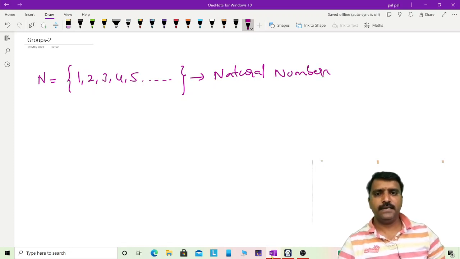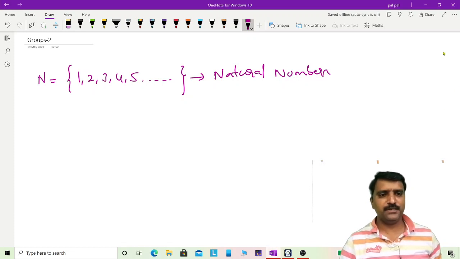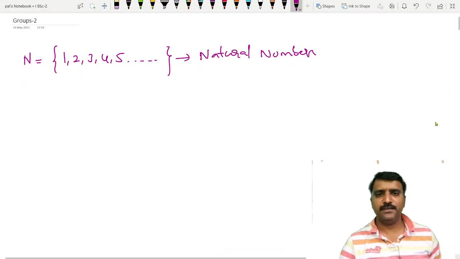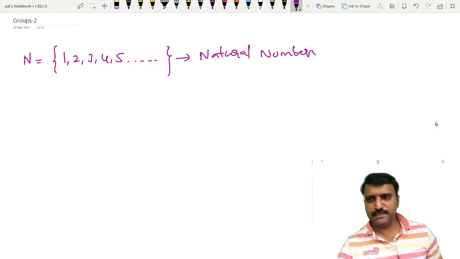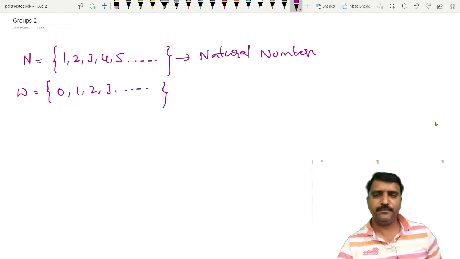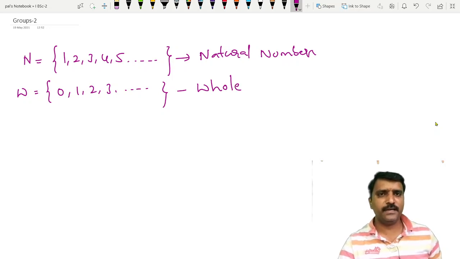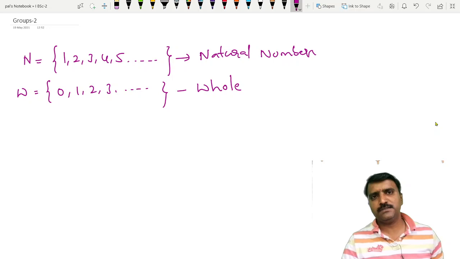Next, along with these natural numbers, if you add 0 to this set, that is the set of all whole numbers. The whole number set is denoted by W. The set of all whole numbers is like this: 0, 1, 2, 3, and so on up to infinity. These are called whole numbers. If you add 0 to the natural numbers, what do you get? Whole numbers.